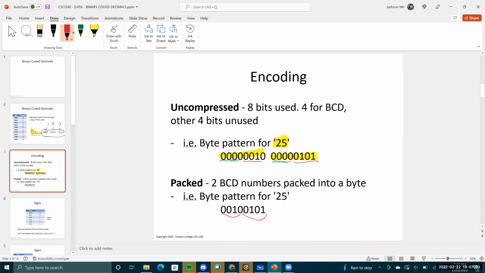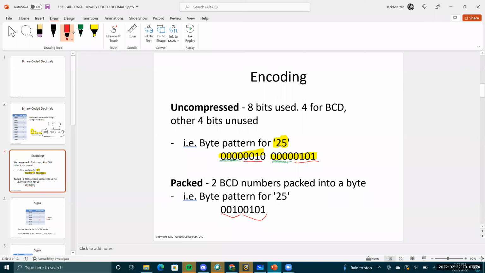However, the downside is that in order to retrieve 25, I have to know that the first 4 bits is 2 and the second 4 bits is 5. So it requires one extra level of parsing, right? Because the values are not always in the same place. It can be in the first 4 bits, or in the last 4 bits.